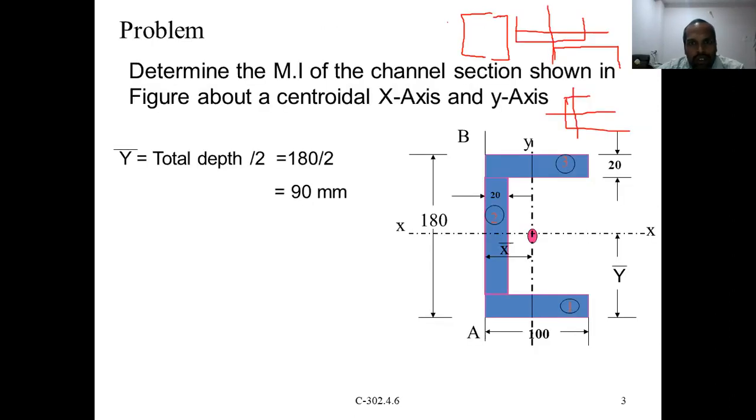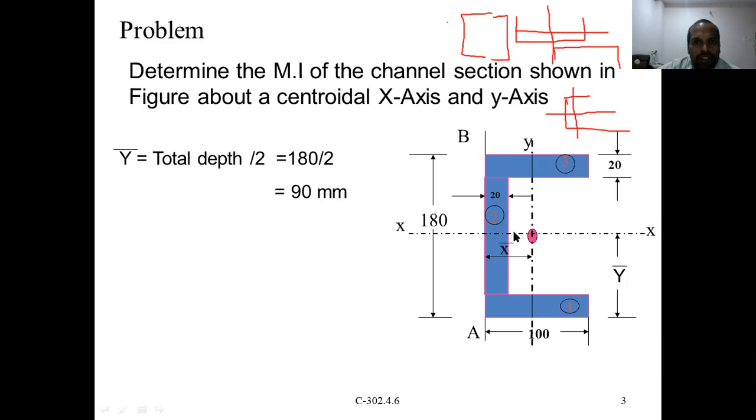Right. So both are the same dimension. So obviously it will be symmetric about the x-axis, right? When this is symmetric about the x-axis, what about y bar? Very simple. Y bar is equal to total depth by 2. What is the total depth? 180, it is given here. So 180 by 2, that's why it is 90.